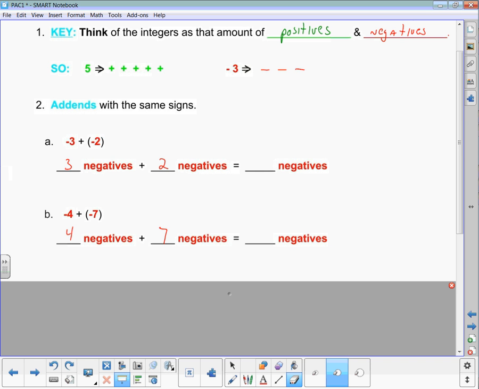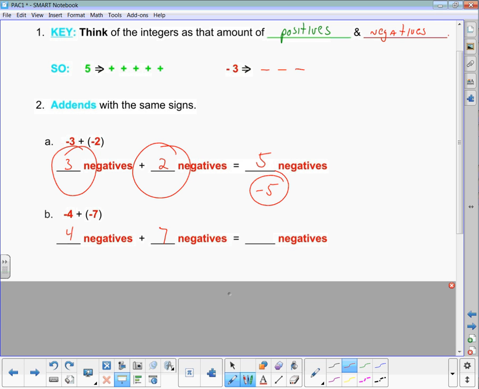All right, let me go back. All right, take a look back at A. Hey, 3 negatives and 2 more negatives is 5 negatives. So the answer is -5, and circle your -5.